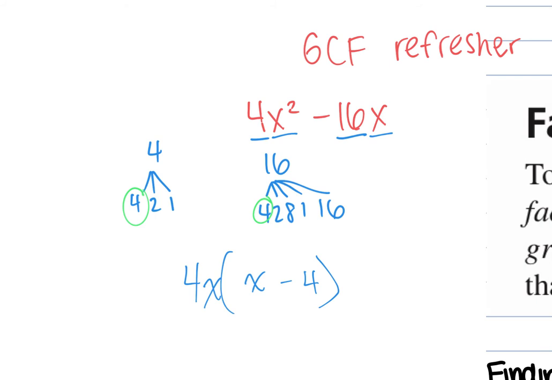What is 4x times x? 4x squared. Are we good there? Yes. What is 4x times negative 4? Negative 16x. Are we good? Okay, let's do another one.